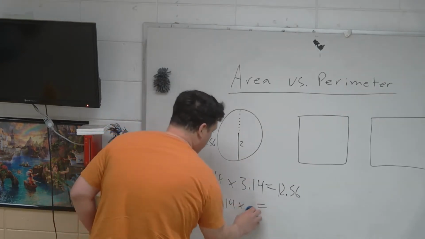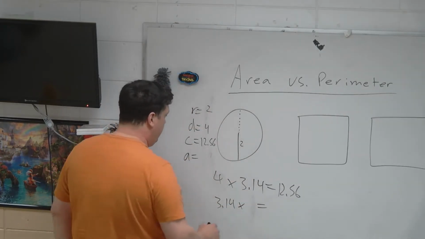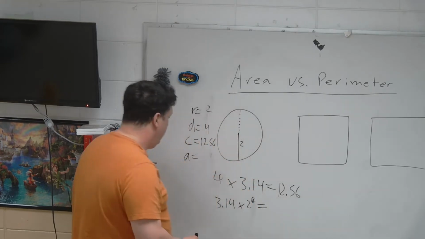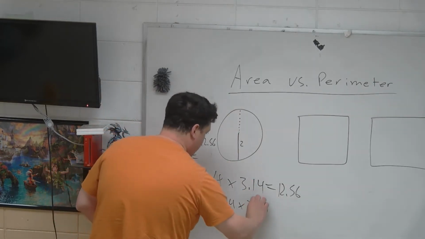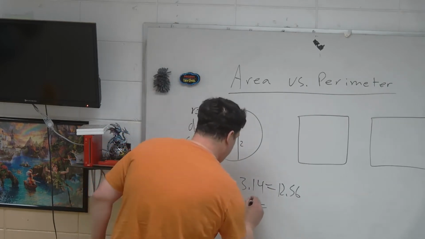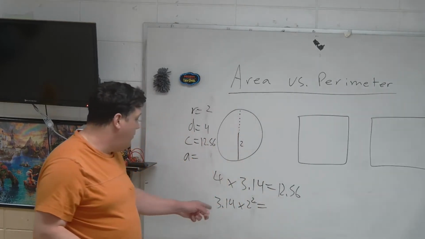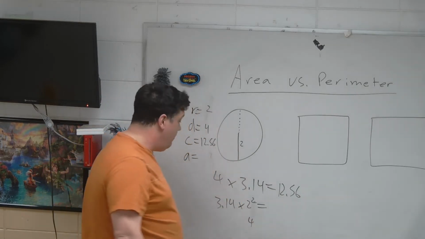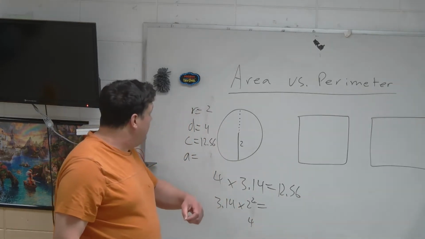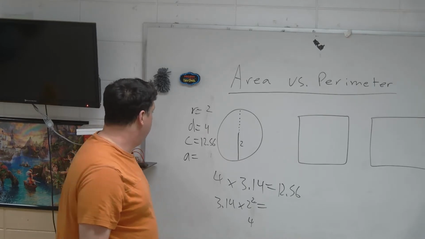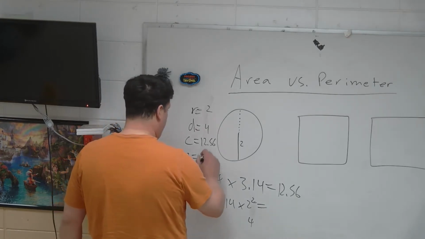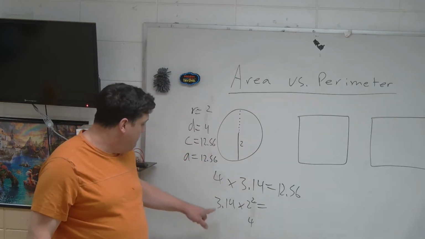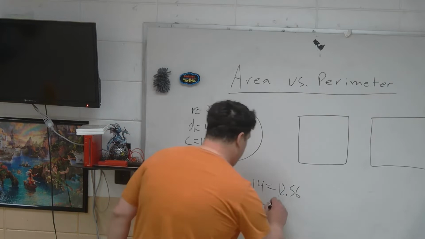And then pi r squared becomes 3.14 times 2 squared. 2 squared, of course, is just 4. 2 times 2. So in this case, area and perimeter are the same. Four times pi, pi times 4, they're the same.